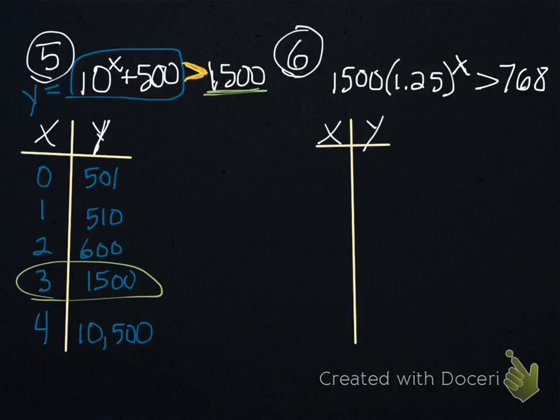I want to know which direction. Greater than. So where are my y's bigger than 1500? That's easy. They're bigger as I go towards the positive infinity. So I'm going to start at 3, the x value, and go to positive infinity. Because there's no equals, it just has a parenthesis. Now let's look at number 6.